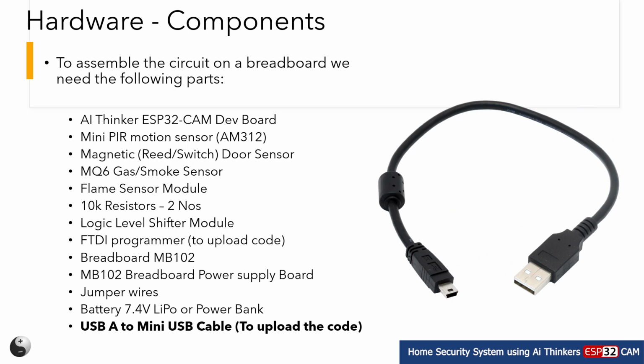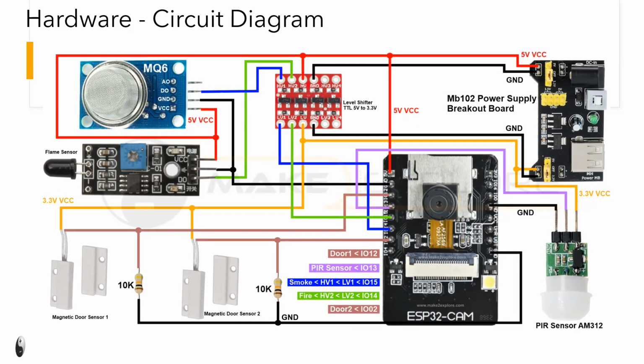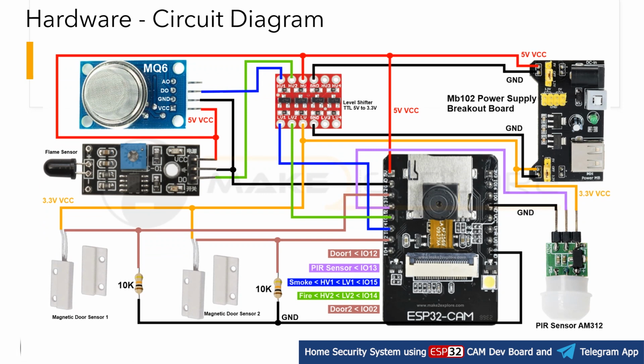Now let's see the circuit diagram of this project. In the circuit diagram, you can see the ESP32 CAM is the heart or brain of the system. The MQ6 sensor, flame sensor, PIR sensor, and magnetic door sensors are all sensors. This is the MB102 power supply breakout board, which converts the power supply to 5 volt and 3.3 volt logic level supply. All the connections and mnemonics are given in color coding, you can see here. You can check out this schematic on our GitHub page. You will find the links in the description of this video.